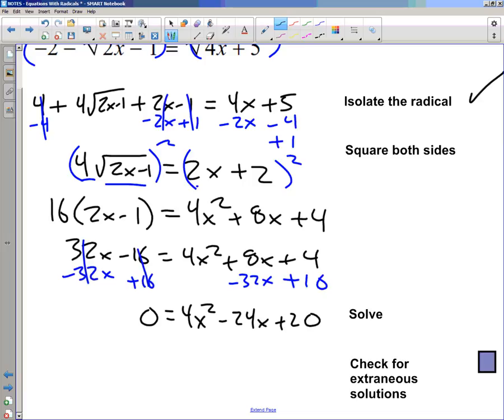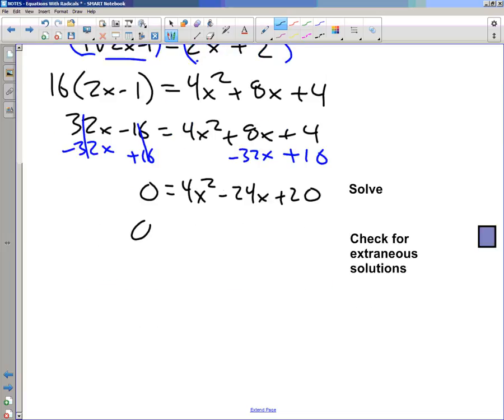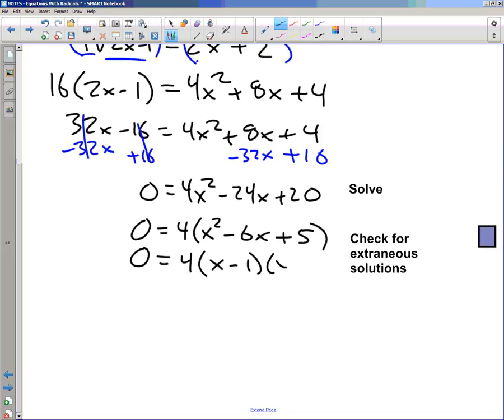Okay, we're going to want to factor this one. I'm going to start by pulling out a GCF. I'm not sure if it's going to factor after that, but at least we'll be dealing with some smaller numbers if we do have to use the quadratic formula. All right, and let's go ahead and try and factor this, leaving the 4 out in front. This would be x minus 1, x minus 5.